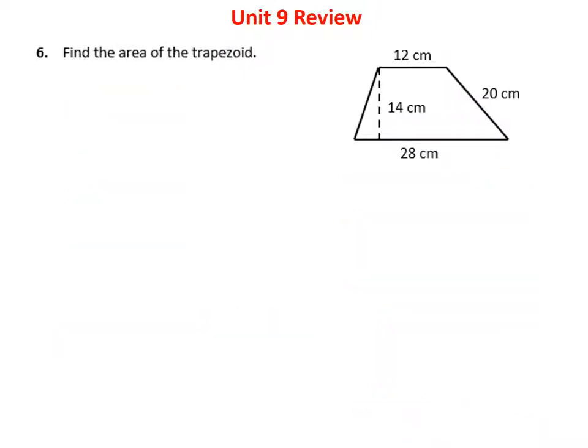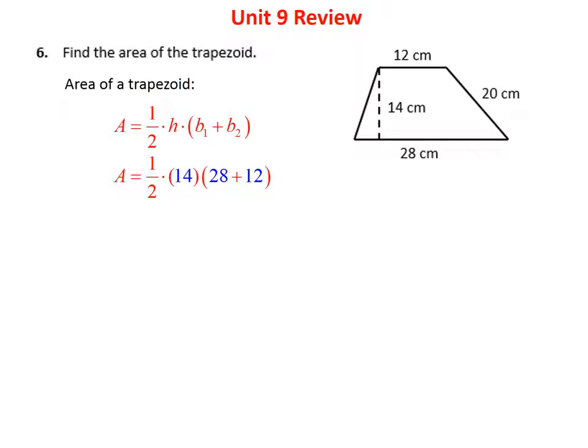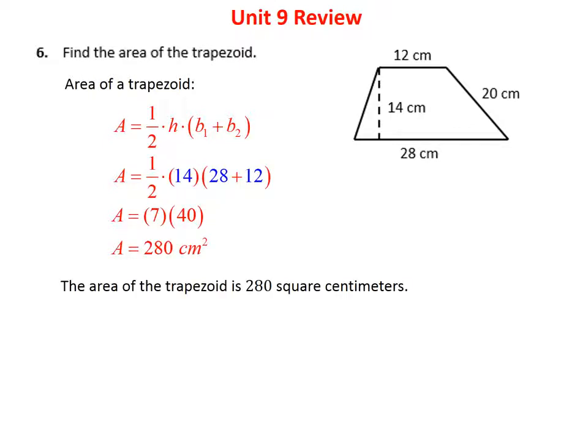Number 6, find the area of the trapezoid. The trapezoid formula is 1/2 the height times the sum of the bases. So this is simply a straightforward plug and play problem. Plug in what you know. My height is 14 centimeters. My two bases are 12 and 28, so add those together. So I get half of 14 is 7, 28 and 12 is 40, and 7 times 40, 280 square centimeters.